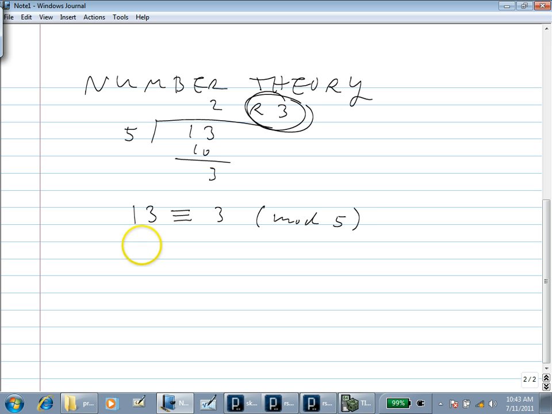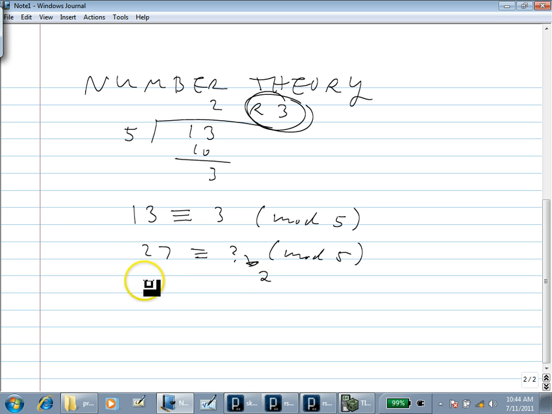So to make sure you have this concept, what if I said this? 27 is congruent to what? Mod 5. And I'll get a volunteer for that. 27 is congruent, yes? It is 2. That's right. Because 27 divided by 5 is 5, remainder 2.